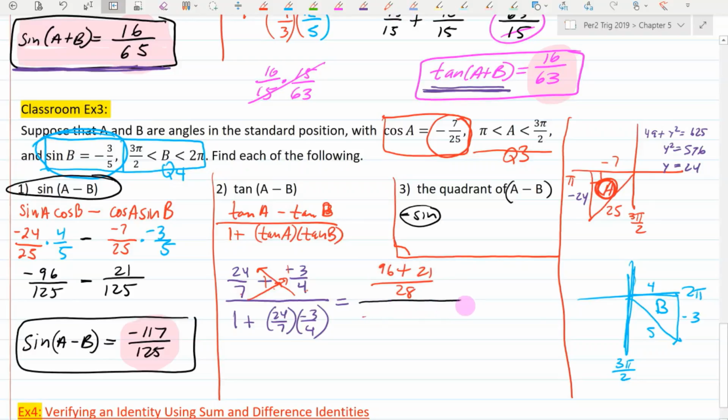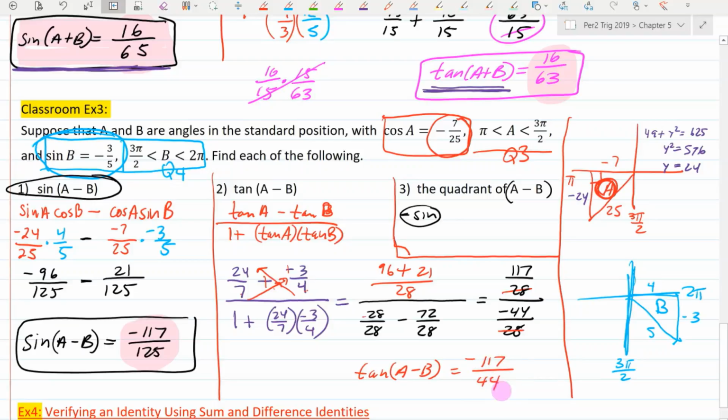All right, in the denominator, I'm going to make the denominators 28. So 28 over 28. And then if I multiply 24 times -3, I'm going to have -72 over 28. So that'll give me 117 over 28 over -44 over 28. The denominators of each are the same, so you're going to get tangent of a minus b is equal to -117 over 44. So now we have our two answers, right?